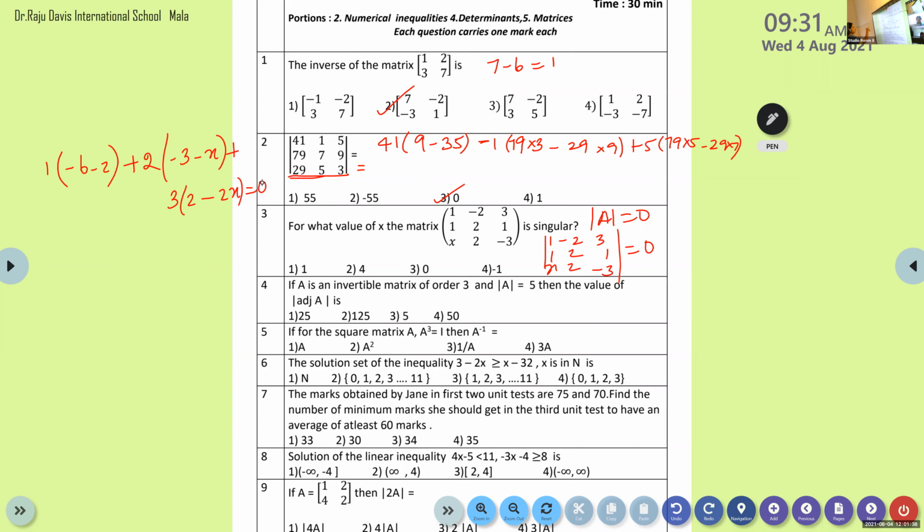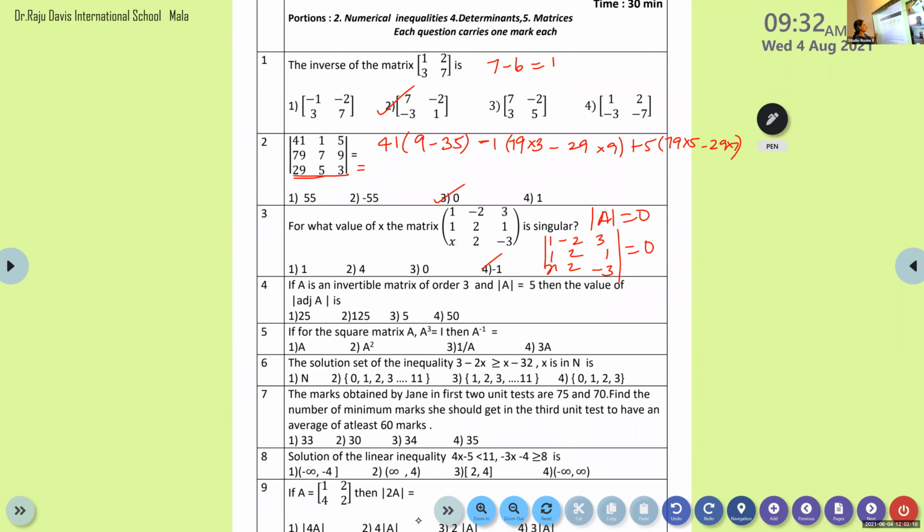So when you expand it, what will you get? Minus 6 minus 2, so you will get minus 8, minus 6 minus 2x, plus 6 minus 6x is 0. So plus 6 minus 6 will get cancelled. We get minus 8 is equal to 8x. Therefore, x is minus 1. Yes or no? Have we learned this or not? Then why are you making mistakes? Simple, silly mistakes are there.